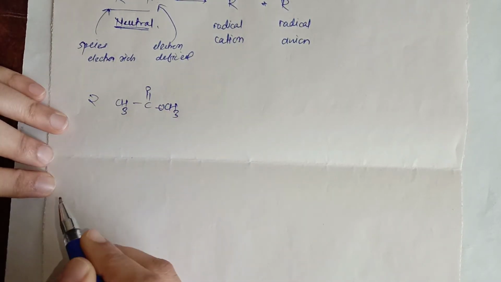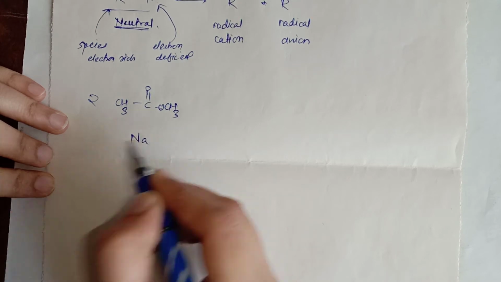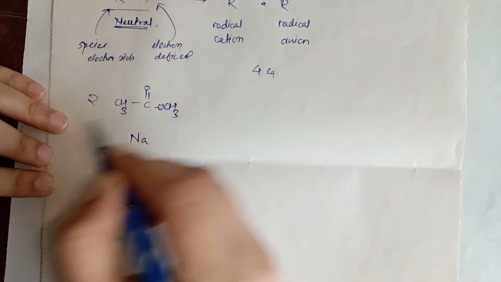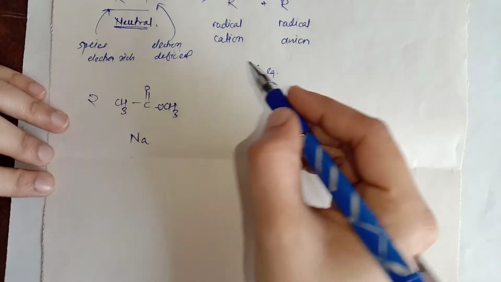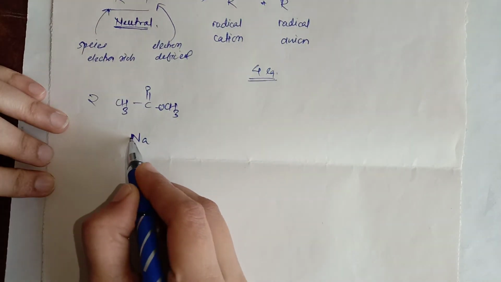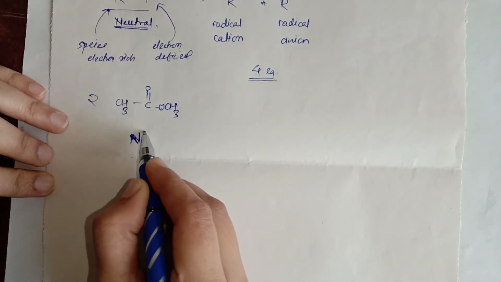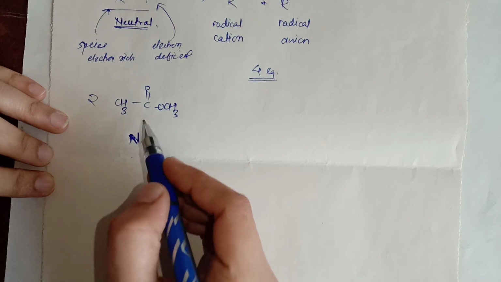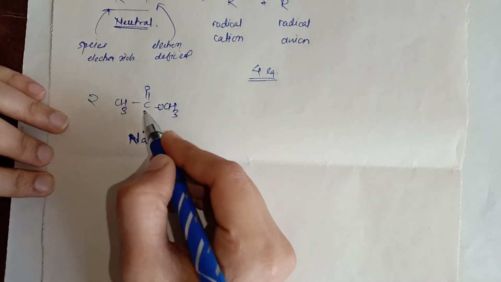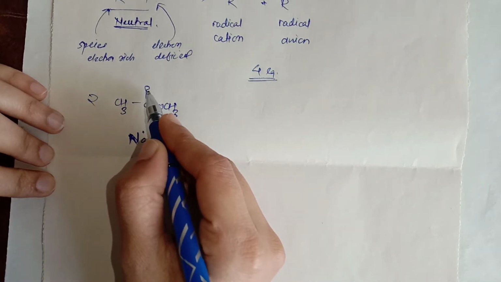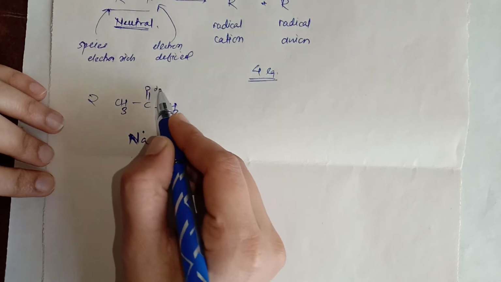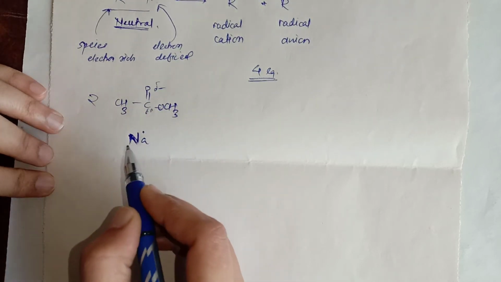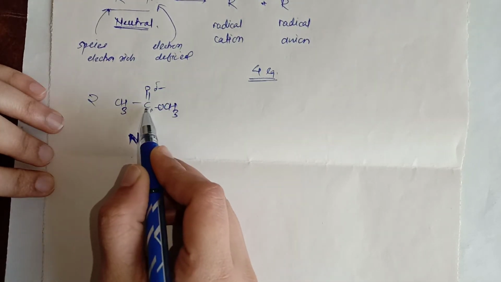Okay. Now, if we have 4 equivalents of sodium, for this reaction we require 4 equivalents of sodium. Sodium is an alkali metal and it will donate its one electron to this carbon, as it is electron deficient, right? So C double bond O will be electron rich, meaning delta negative, and this carbon will be delta positive. So the electrons from the sodium will be donated to this carbon.